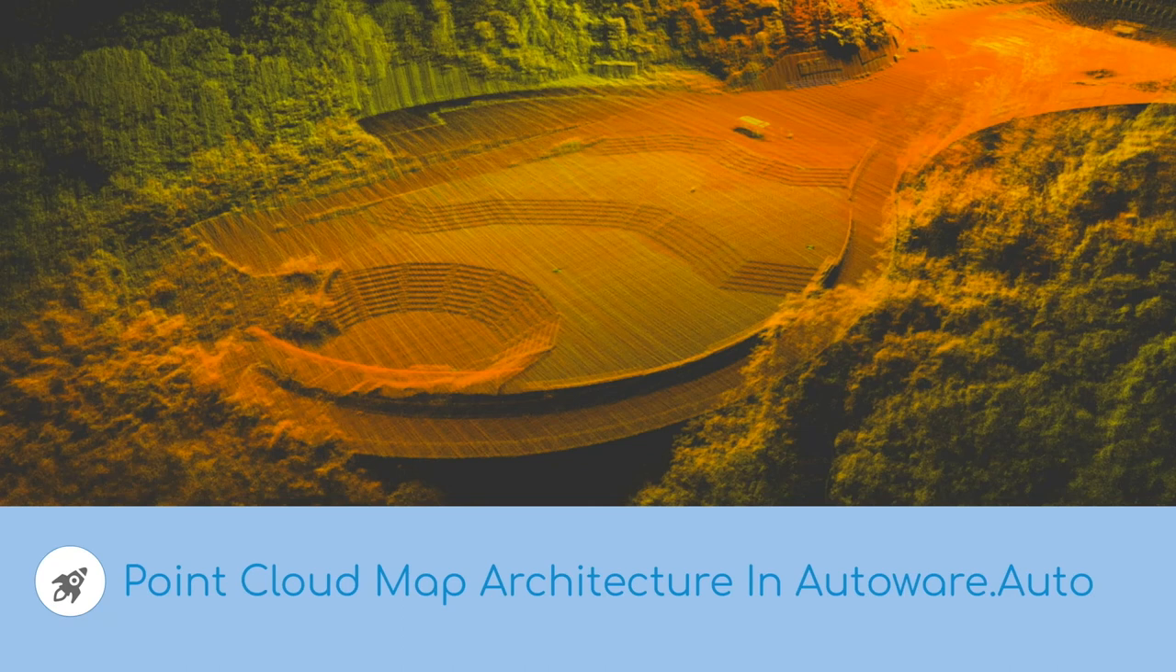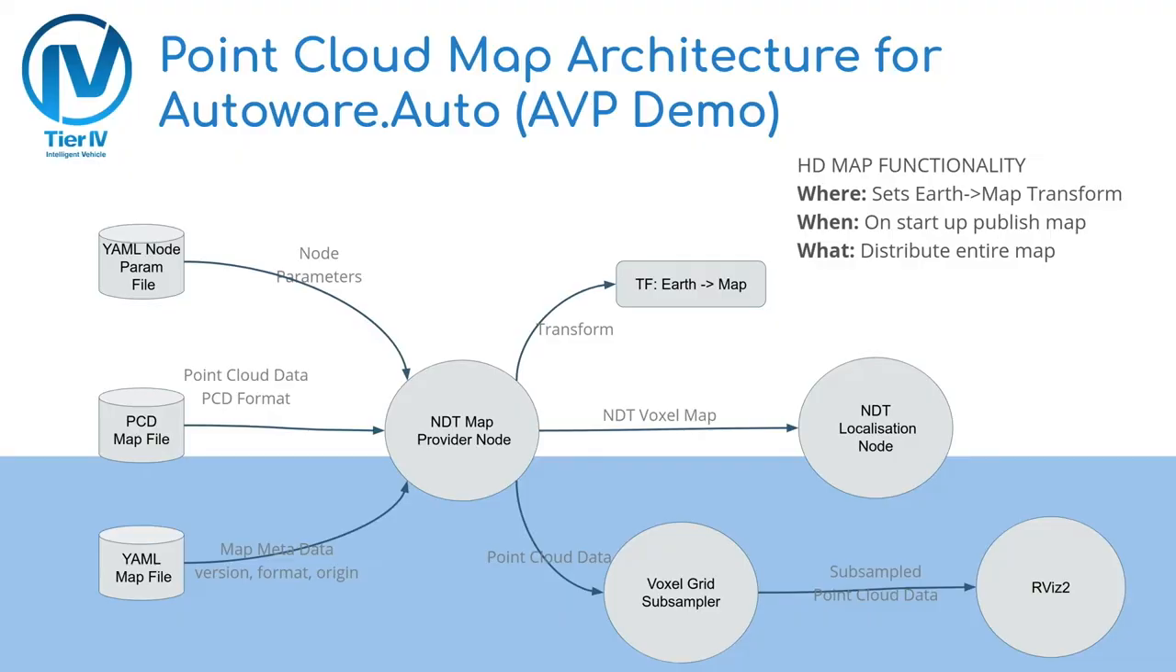Now I will introduce the proposed point cloud map architecture for Autoware.Auto. As described earlier, point cloud maps are dense 3D point clouds stored in PCD files and are used in Autoware.Auto to perform localization, specifically the NDT-based localization. Here we can see the proposed architecture of the point cloud map provider node and its usages.